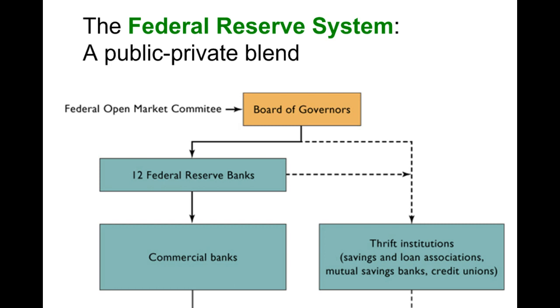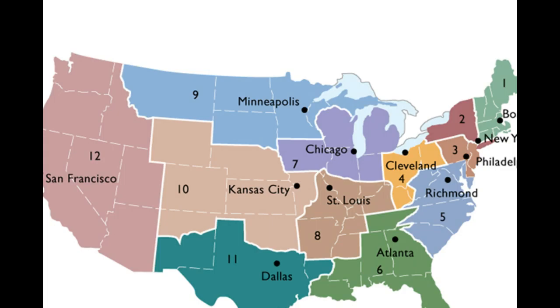If you look at this map, you can see that the Fed system includes 12 reserve banks. You'll notice most of them are on the eastern seaboard, because that's where most of the population was in 1913. These banks function as bankers' banks in their respective regions.